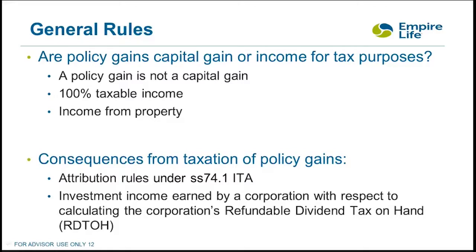The Canada Revenue Agency's view is that income from a corporately owned life insurance policy included pursuant to subsection 56(1)(j) is income from a source that is property for purposes of paragraph B of the definition of aggregate investment income. This characterization of taxable policy gains as being income from property has certain consequences, including that policy gains are subject to the attribution rules, subsection 74.1, and they are viewed as investment income earned by the corporation with respect to calculating the corporation's refundable dividend tax on hand.